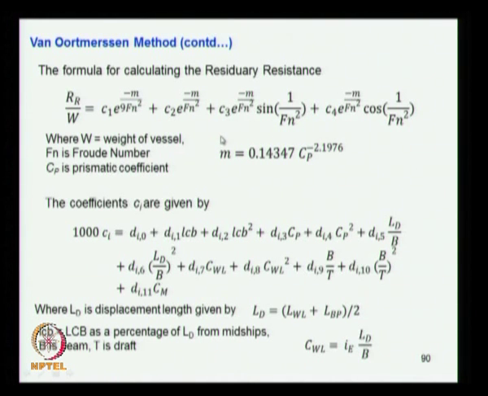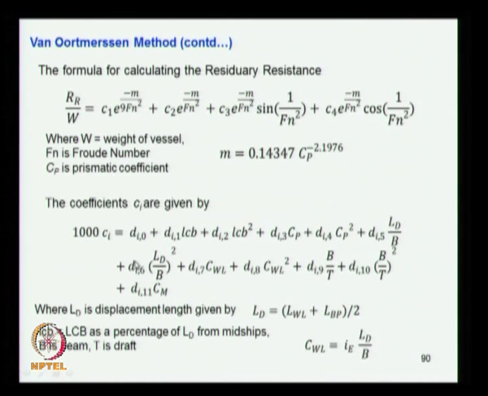So here it's all clear. Fn is the Froude number, the length Froude number used, and Cp is the prismatic coefficient. M, which appears here, is represented by this formula, where the prismatic coefficient is a parameter. The coefficients Ci, that is C1, C2, C3 and C4, with i varying from 1 to 4, are given by this expression.